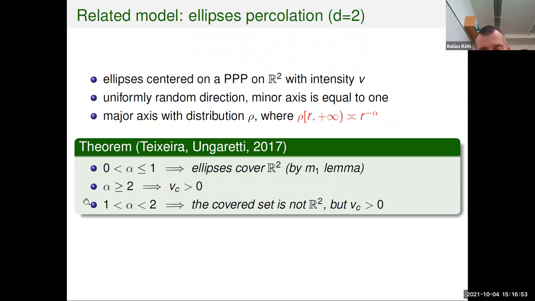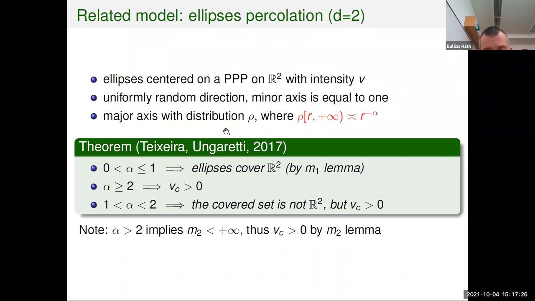This is essentially our second moment lemma, except for the alpha equals 2 case. And when this decay of the length distribution is strictly between 1 and 2, then they have this strange property that the set percolates. Nevertheless, it's not the entire space. This is a typo. So here, VC should be equal to 0. And in particular, if you observe the alpha equals 2 case, so the alpha greater than 2 case is kind of trivial. It's the second moment lemma. But if alpha is exactly equal to 2, then you have infinite second moment, but you do have non-trivial phase transition.